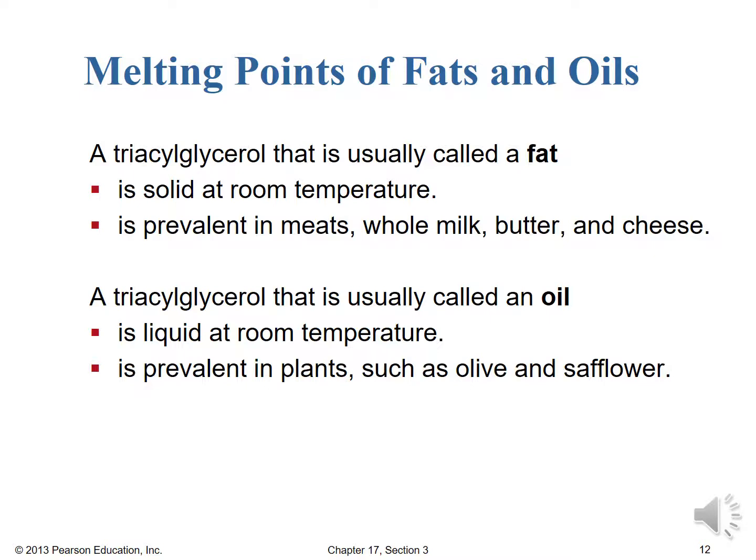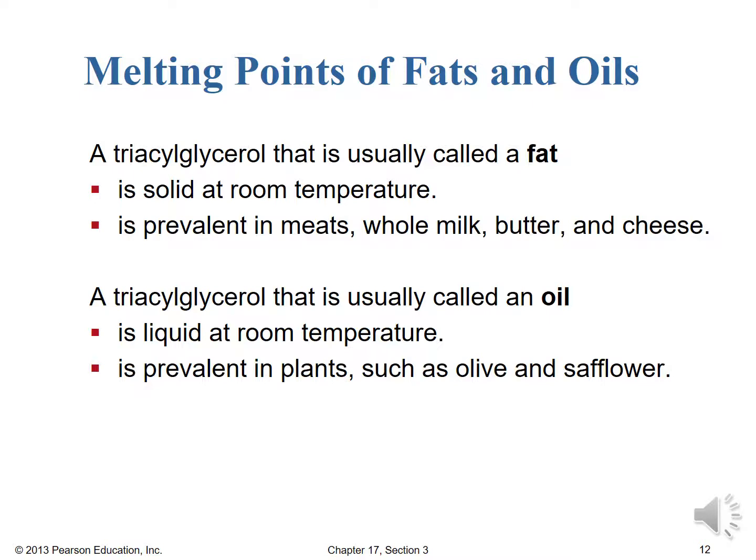If we have instead a triacylglycerol that's called an oil, it's usually liquid at room temperature, and it's prevalent in plants such as olive and safflower oils. The exceptions here would be things like palm oil and coconut oil, which we call oils, although they are basically solids at room temperature and pressure, right? So they're greasy solids, but they're solids nonetheless.